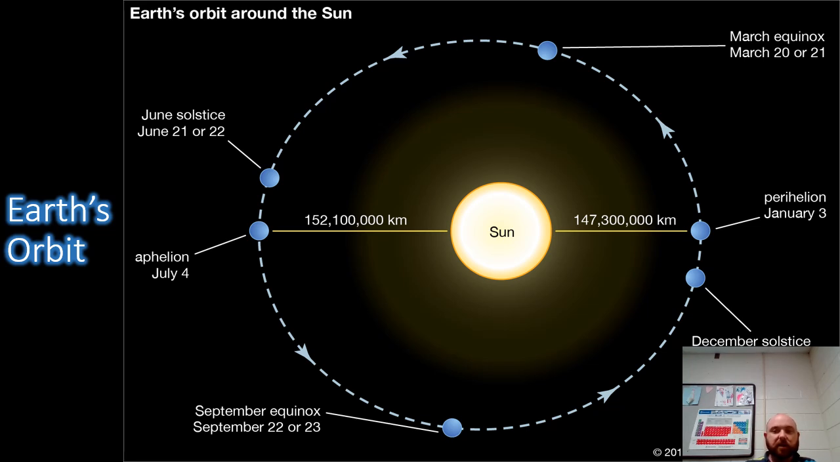And then conversely, we also have the perihelion on January the 3rd. And the perihelion is, you can probably guess, the point when Earth is closest to the sun in its revolution. And you can think about this one for a minute too. When we're closest to the sun, the northern hemisphere is actually experiencing winter.